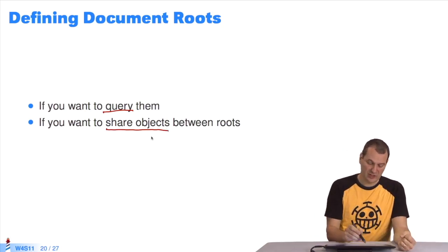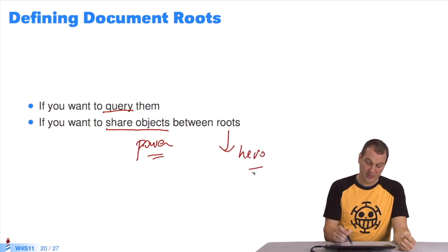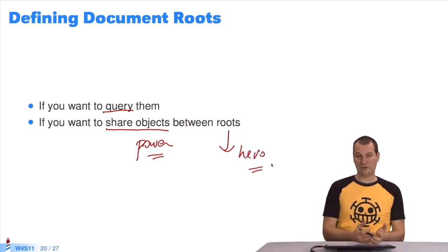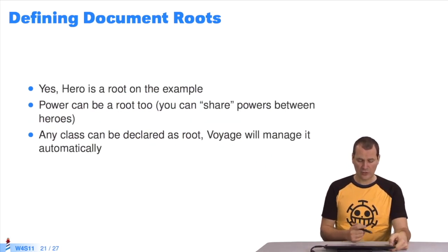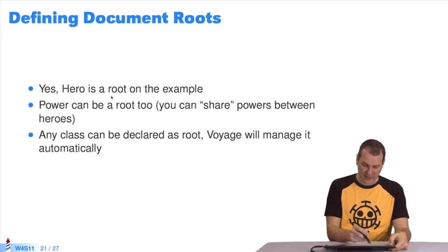Say I want to share powers to make it clearer. I want to be able to share powers between heroes. In that case, I have to define power as a root. Watch this. In our example, hero is a root, but power can also be a root. In Voyage, you can declare any class as a root.